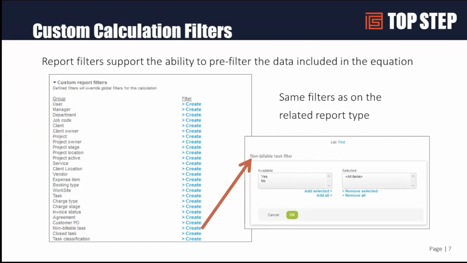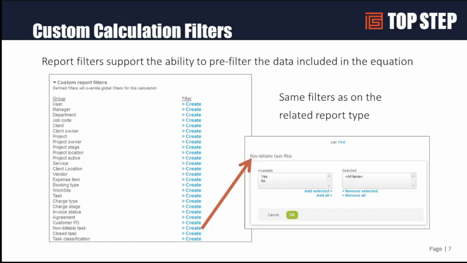So besides the equation piece of it, there's a filtering section. This is one of the switches I recommend turning on. And the filters you have available to apply to the calculation are the same as in the report version that you pick. So if you pick account-wide company summary, then whatever filters are available in that company summary report are also available here to pre-filter the data.